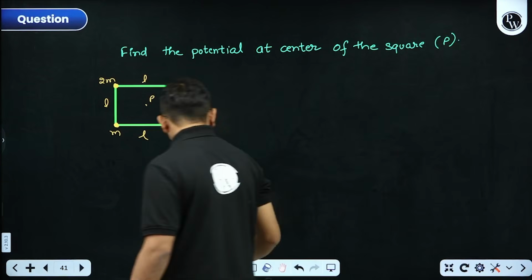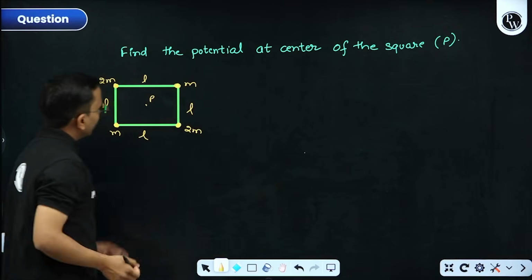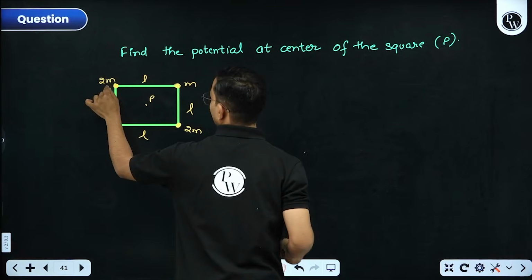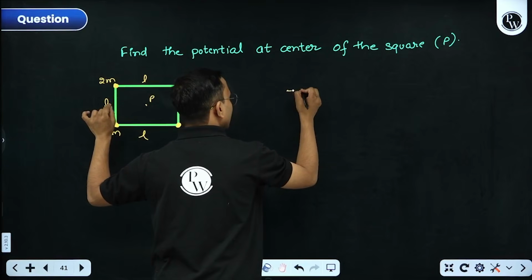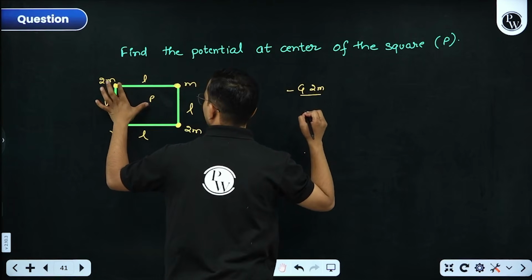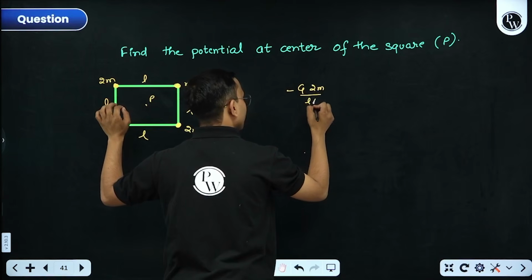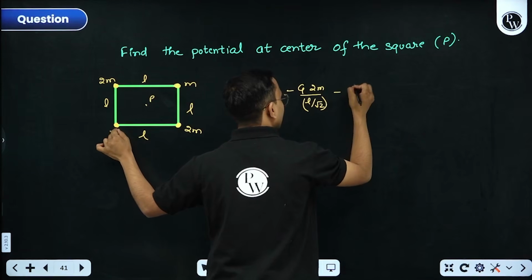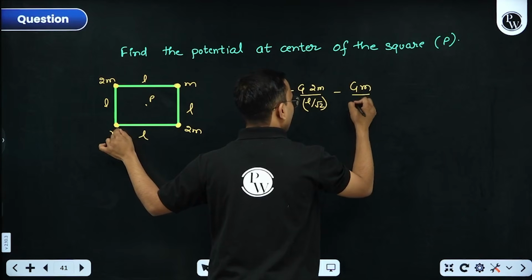How will we do this? Due to each mass, we'll write the potential. So when I'm writing at the center, due to this 2m, what will I say? This is minus G into m, here 2m, divided by, what is this distance? L by root 2. Due to this m, minus G m by L by root 2.